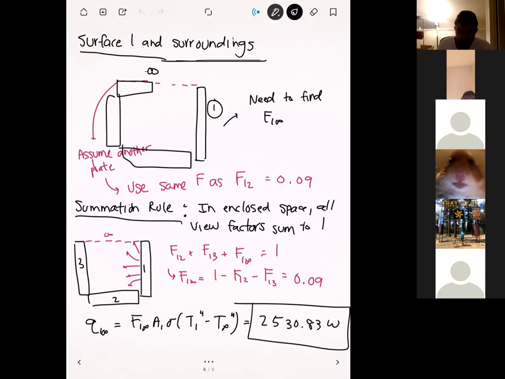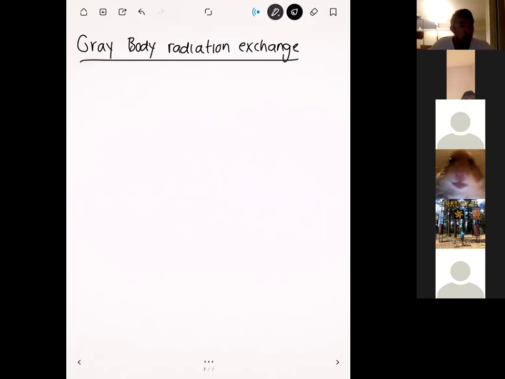All right. And so now we're going to take this to the next level. Instead of radiation exchange between black bodies, we're going to have more realistic radiation exchange. In particular, we call this gray body radiation exchange. All right. And so that last example and all the analysis that we've been doing up to this point, we assume that our surfaces are black bodies.